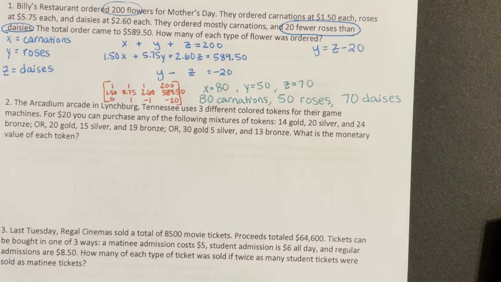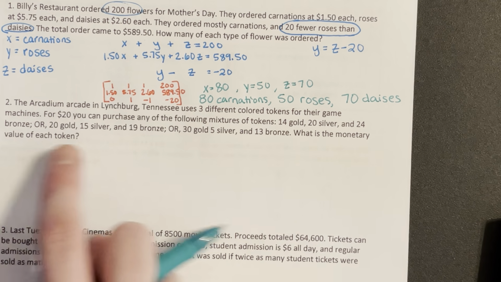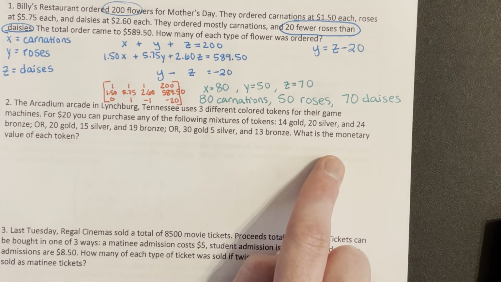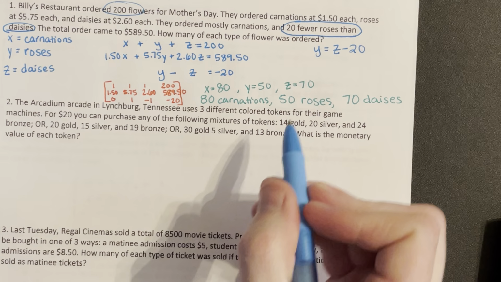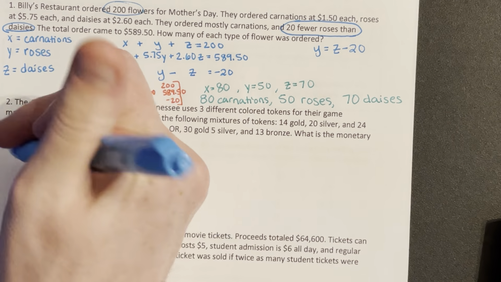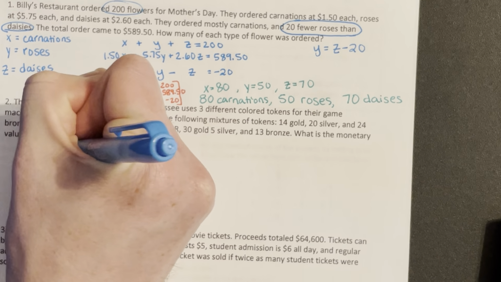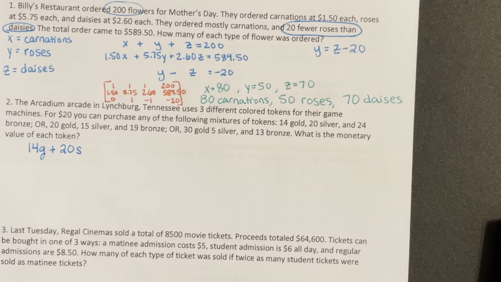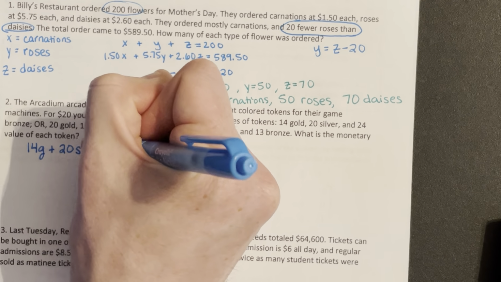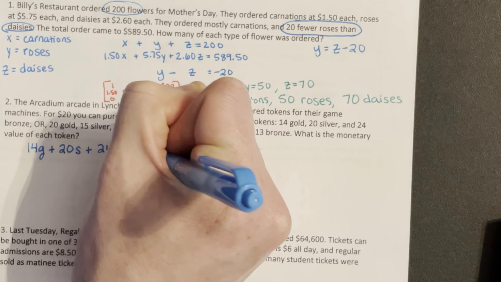All right, example 2 says the Arcadium Arcade in Lynchburg, Tennessee uses 3 different colored tokens for the game machines. For $20, you can purchase any of the following mixtures of tokens. So we have all these different mixtures that you can look through. And then what is the monetary value of each token? This is actually set up a lot easier for us because 14 gold, 14G, plus 20 silver, plus 24 bronze, you get for $20.